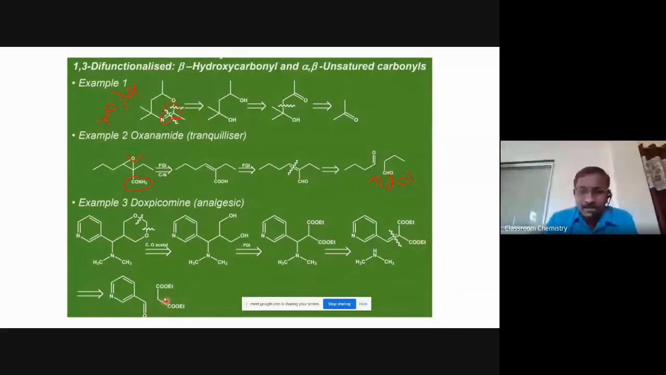Diethyl malonate, in presence of base, reacts with such kind of aldehyde, and we can get the corresponding alpha beta unsaturated compound, and then Michael. Just you can check in detail later on. Okay.